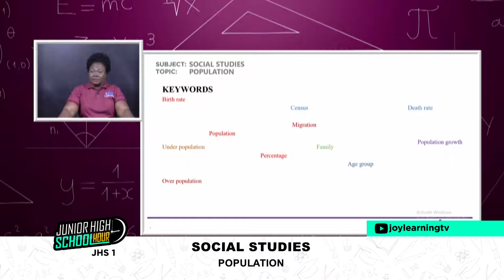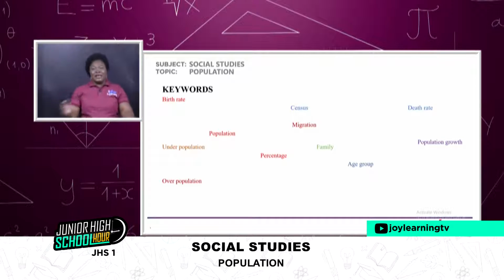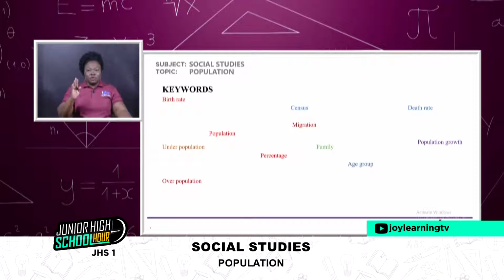Let's go over it again. Keywords: birth rates, population, underpopulation, overpopulation, census, migration, percentage, family, age group, death rates, and population growth. Right. Write them down quickly. I'll give you 2 minutes to write them down.